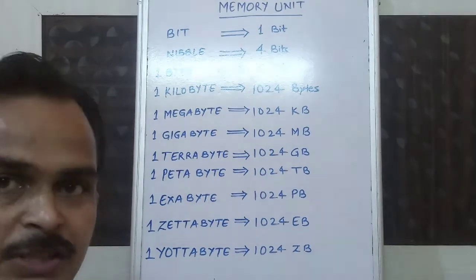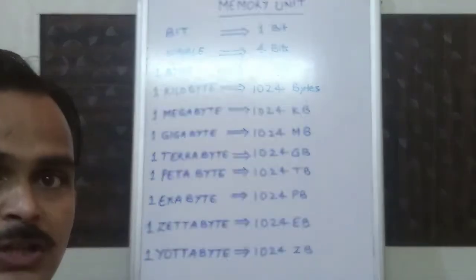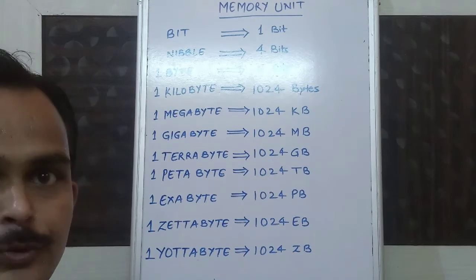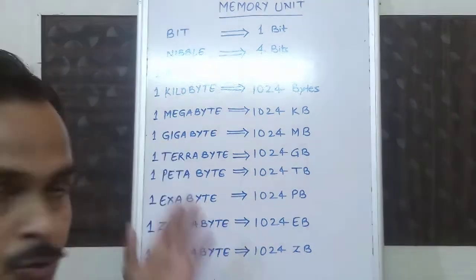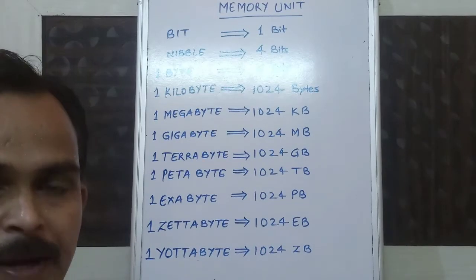So on the basis of these storage units we can store a huge amount of data in our computer system. Depending on these storage units, computers can be categorized in different forms depending on their uses.